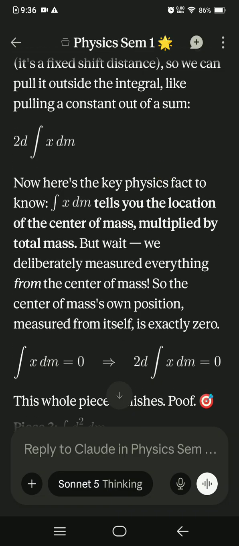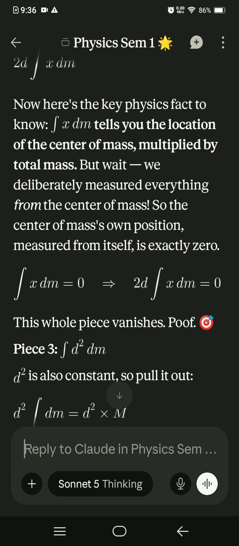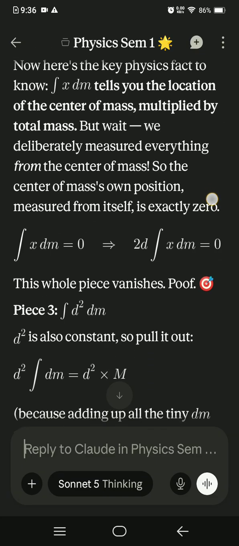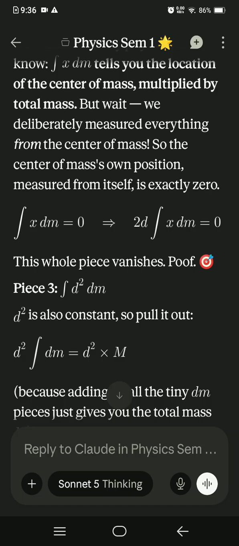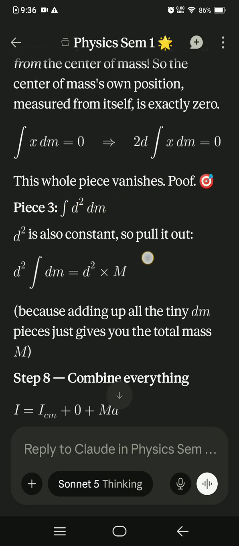But how? I did not understand this part. X, this tells you the location of the center of mass multiplied by the total mass. But wait, we deliberately measured everything from the center of mass. So the center of mass's own position measured from itself is exactly 0. So now this part equals 0. We are only left with 2D. This whole piece vanishes. Poof.